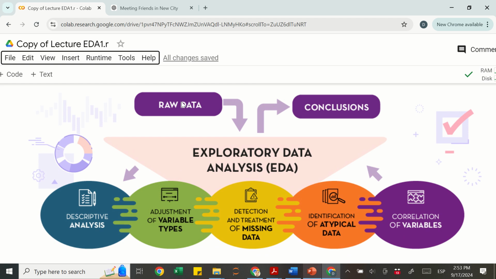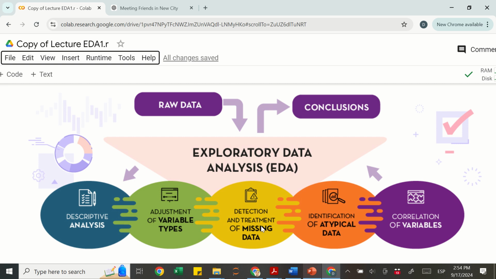Alright, so this is how a typical EDA process looks. First we have our raw data. So we start our descriptive analysis, just getting some metrics, some tables. We need to adjust the variable types. Sometimes when you are importing a data set, either R or Python sometimes doesn't read the variables and doesn't assign the correct format. So we need to ensure that we have the correct format for every single variable in our data frame.